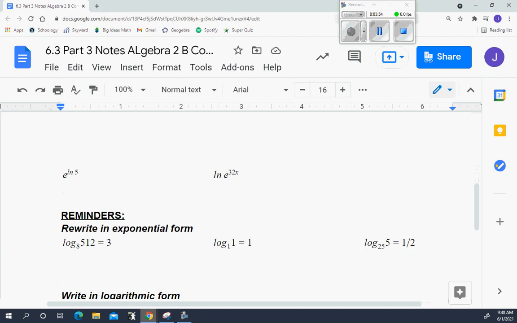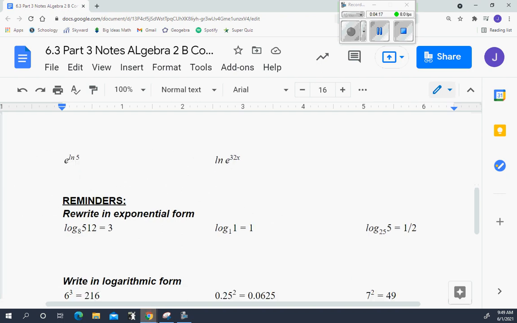Anytime you have e and natural log, they act as inverses. So e to the natural log of 5, just ignore it. What's left? 5. e and natural log cancel each other out. Same here: natural log and e, what's left? 3^2x. You don't need to know why right now, just that they act as inverses.